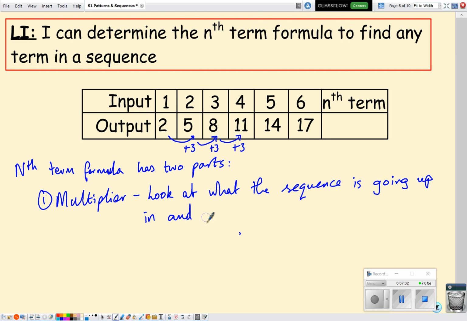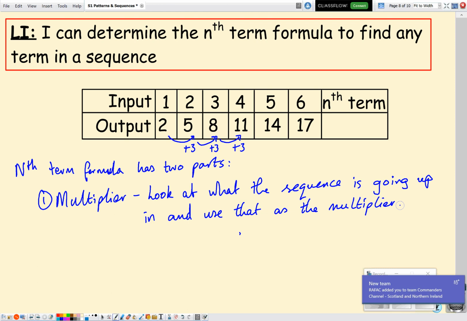And use that as the multiplier. Okay, so our sequence is going up in threes, and so what that means is that we are having 3 times n, right? 3 times whatever the input number is. Okay, so as a wee reminder, n is just the input number. So the multiplier is what our sequence is going up in. We're going up in threes, 3n.